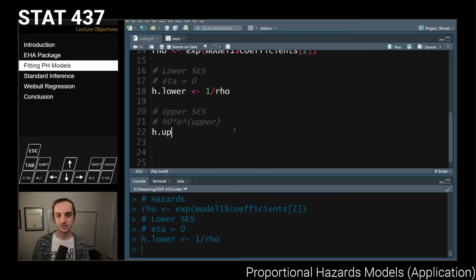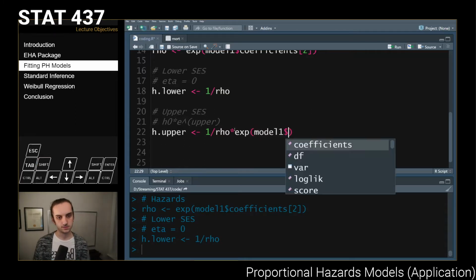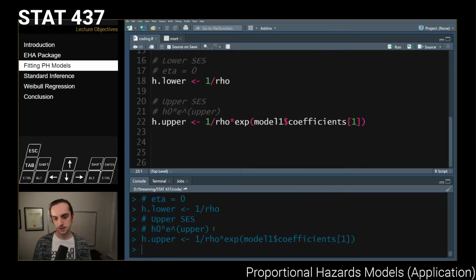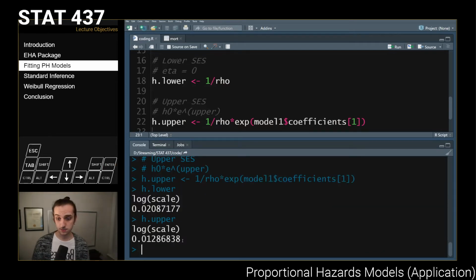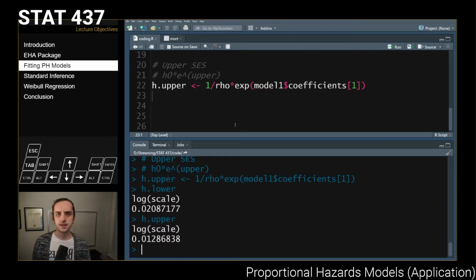And so we can go h upper is going to be equal to 1 over rho times the exponential of model 1 coefficients, and in this case it'll be number 1. And so then we could look at what the hazard is assumed to be for the lower, and we could look at what the hazard is assumed to be for the upper, and you can see that the hazard is higher in the lower as compared to the upper. It's about twice as much, not quite. But what that's suggesting is that individuals who are in the lower socioeconomic status have a higher chance of mortality at any given point, assuming that this exponential distribution fits particularly well, right?